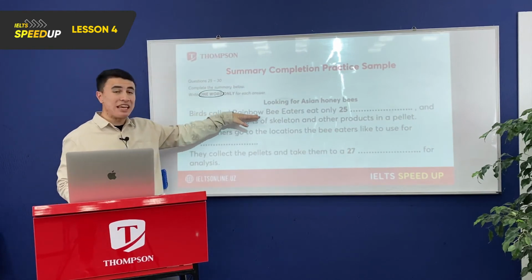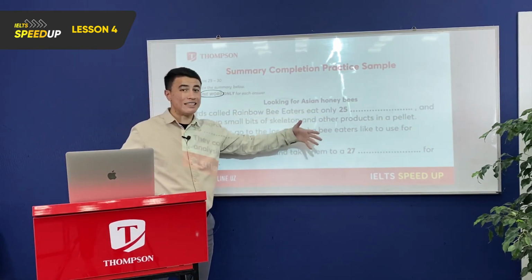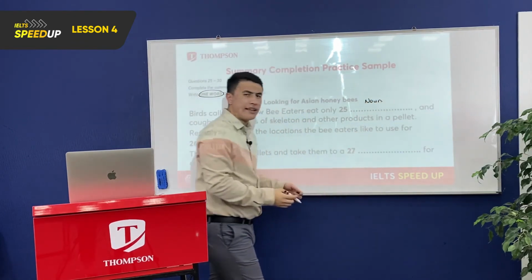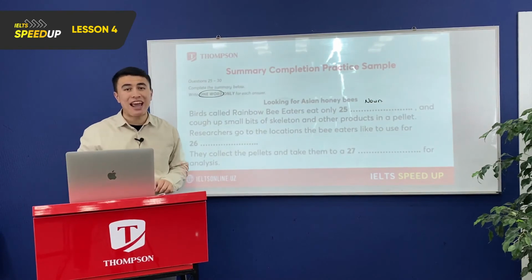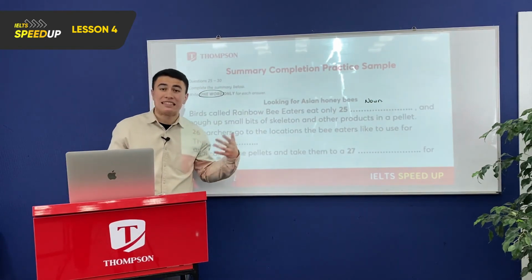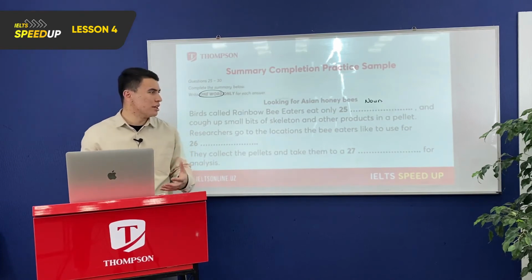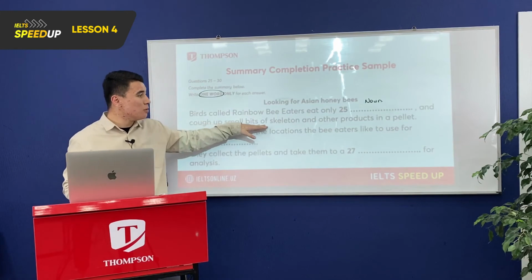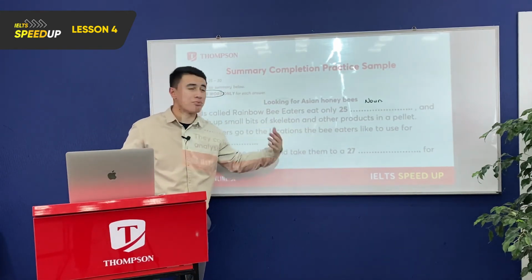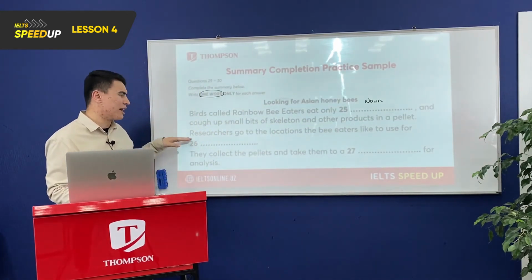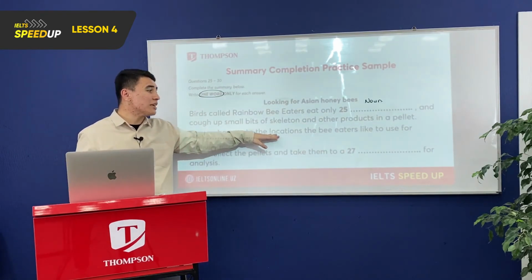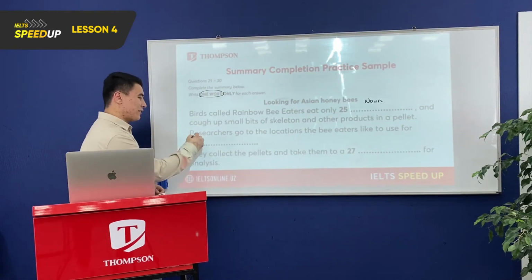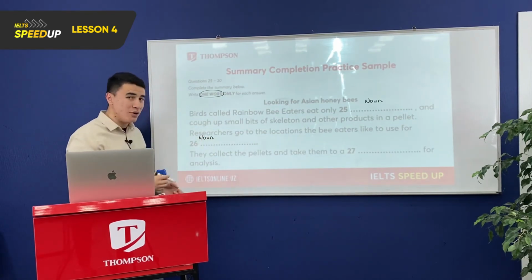Birds called rainbow bee eaters eat only something. So this is going to be noun. And as we had in the previous practices, it can be certain type of animal, species, or plants, or something else. And cough up small bits of skeleton and other products in a pellet. Okay? Researchers go to the locations the bee eaters like to use for something. So this is going to be noun as well.